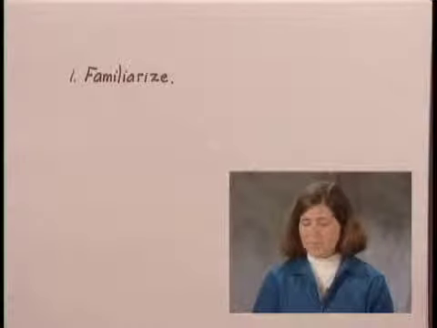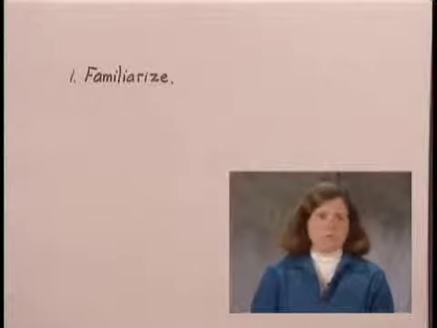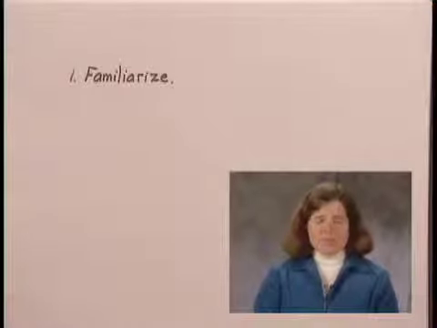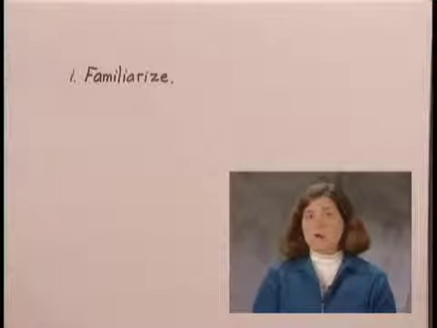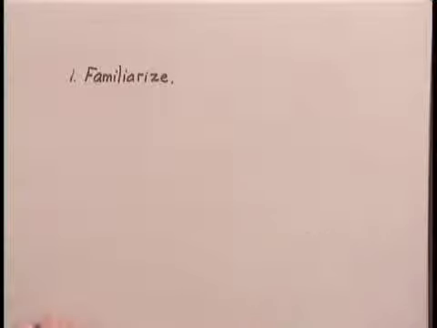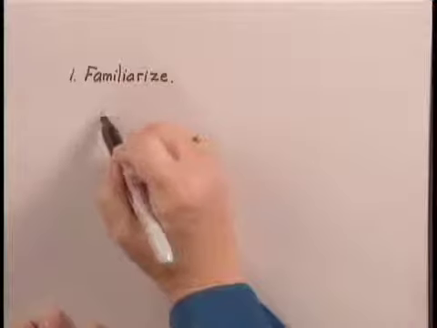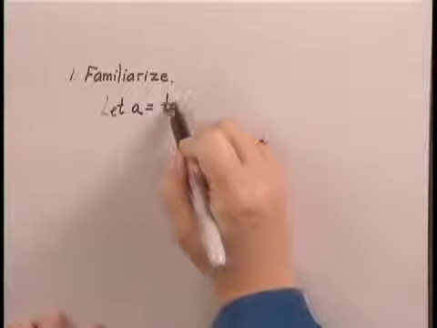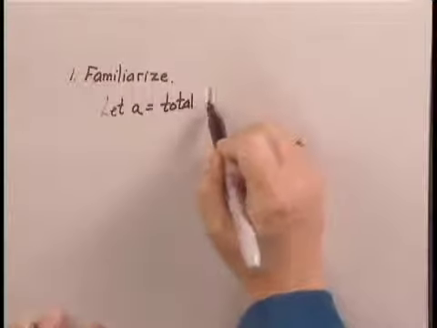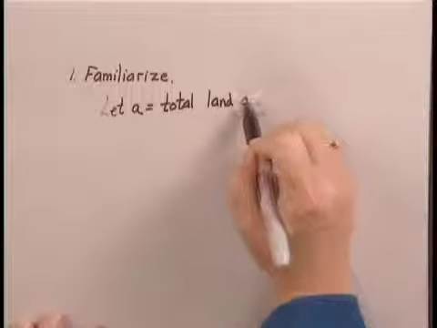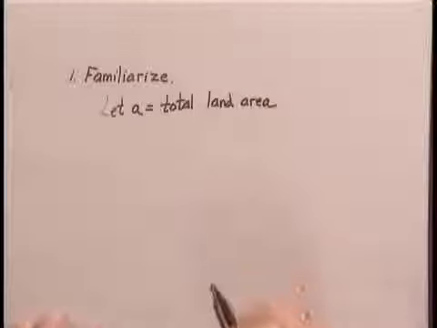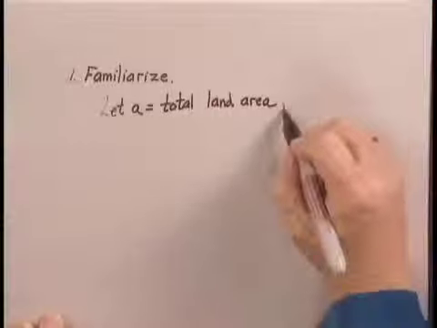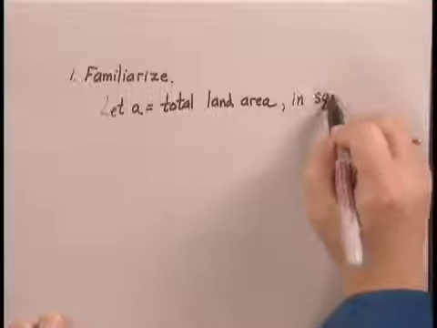the situation. We can read the problem again and see what we're asked for. We're asked to find the total land area of the states. So let's define a variable. Let's let A equal the total land area of the states, those 5 largest states, in square meters. It's always a good idea to put your units in.